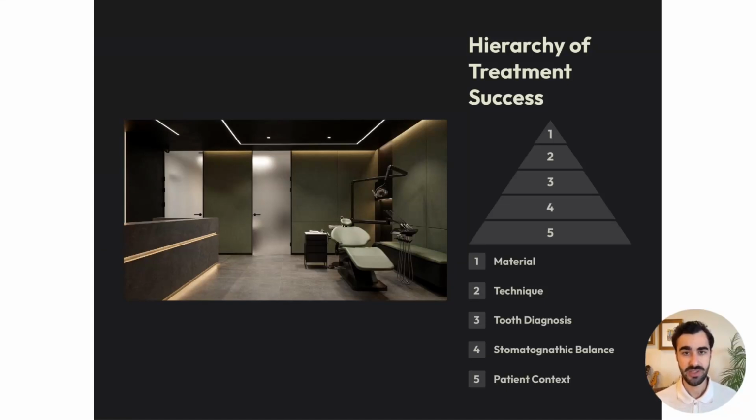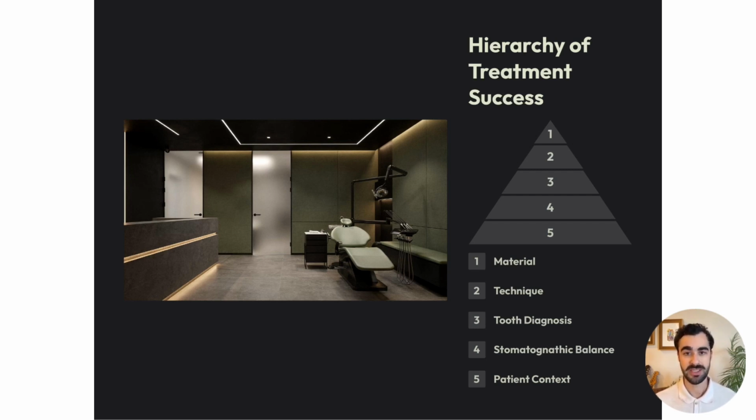Here enters another fundamental point that will guide the entire treatment philosophy of this course: the hierarchy of what truly determines the success and longevity of any work you perform. In order of impact, from most relevant to least relevant: first, the patient's context, their lifestyle, systemic diagnosis, follow-up, and adherence to treatment. Second, the balance of the stomatognathic system, occlusal factors, muscular function, temporomandibular joint health. Third, tooth diagnosis, the quantity and quality of remaining structure.